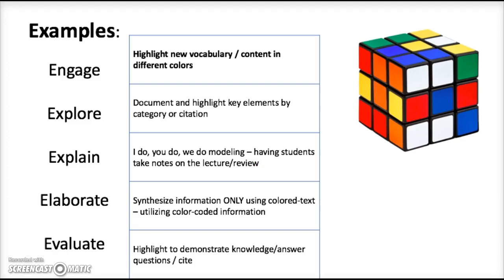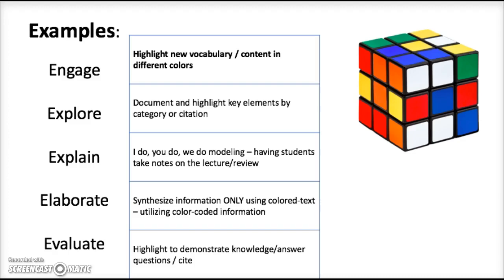If I was doing this in a lesson, I might highlight new vocabulary while I'm teaching different colors or different content within, let's say, a PowerPoint or an article, could be in different colors. Students could explore key elements within a reading passage. You can do the I do, you do, we do modeling where the teacher highlights while they're going over notes as a model, and then they have the students do that, and then they review. For instance, if pink was key vocabulary, then they can review the key vocabulary by going back to the pink highlighted words.